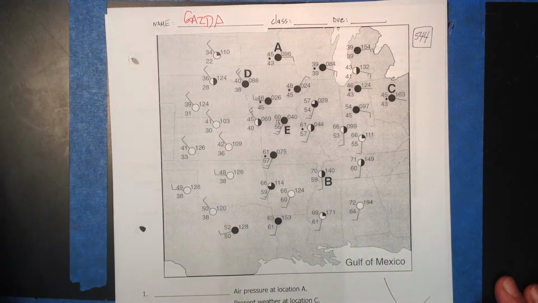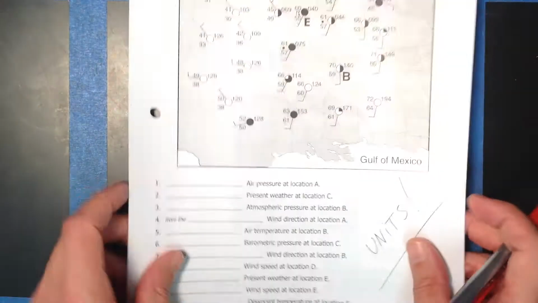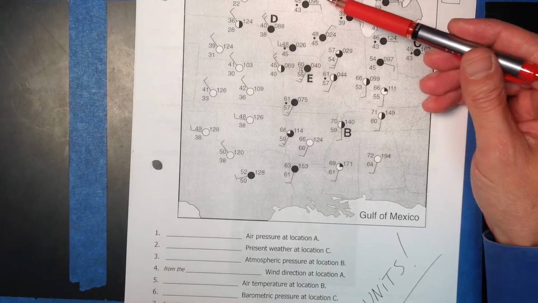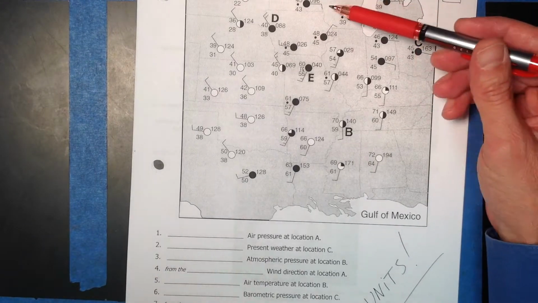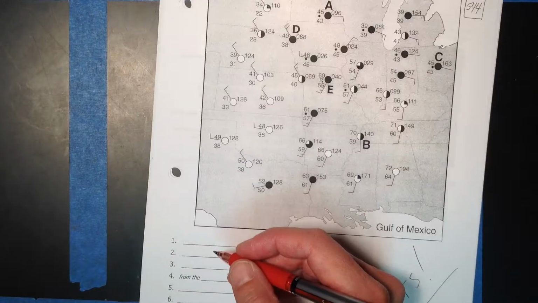You totally need a reference table. Where's mine? Right here. Okay, station model stuff. Here we go. Air pressure at location A. Location A is this. That is not the air pressure. 096 is not it. That is in code. Got to write it out of code.